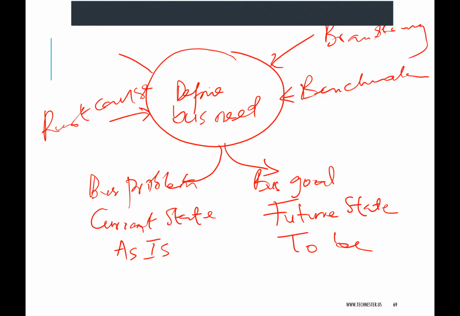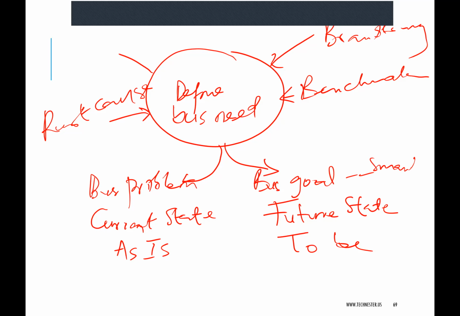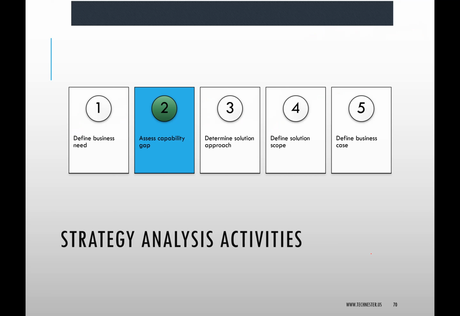So now we know the business need. We know the current state, right, of the business, and we know the goal, the future state. We'll refine this goal and make it smarter before we accept it, using the acronym SMART. But the goal tells us the future state. Once we have this, the next step is to assess capability gap. So we have finished step one.